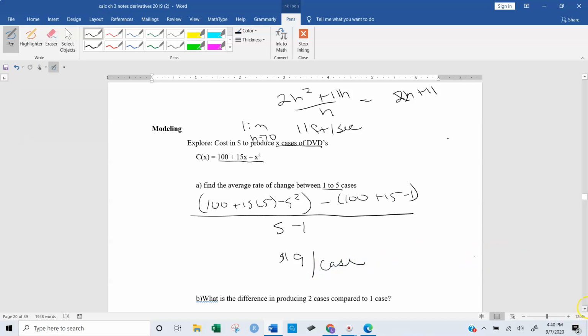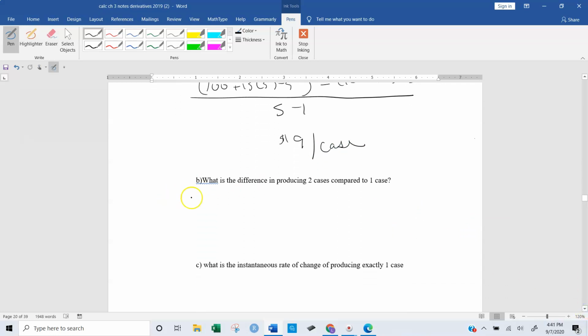Now, I want to know what's the difference in producing 2 cases compared to 1 case. So this is C2 minus C1. Plug those in and we're going to get 100 plus 15 times 2 minus 2 squared. Now let's subtract our C of 1, which is 100 plus 14, minus 1. Type that in and we get $12 is the difference from 1 to 2.